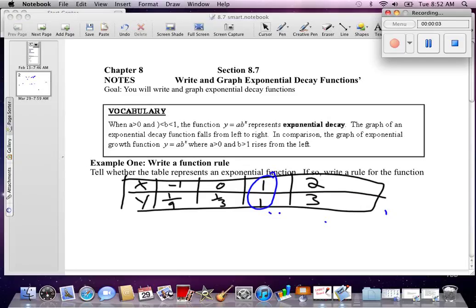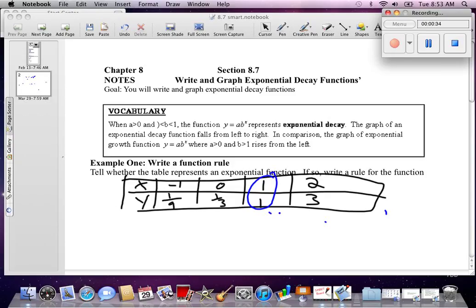Ladies and gentlemen, today we're going to talk about decay. We're going to write and graph exponential decay functions. Okay, I'm going to read the vocabulary. When a is greater than 0 and b is less than 1, the function y equals ab to the x represents exponential decay. The graph of an exponential decay function falls from left to right. In comparison, the graph of an exponential growth function rises from left to right.